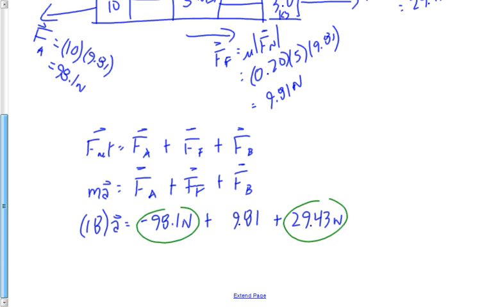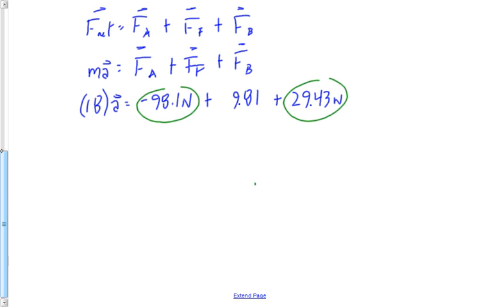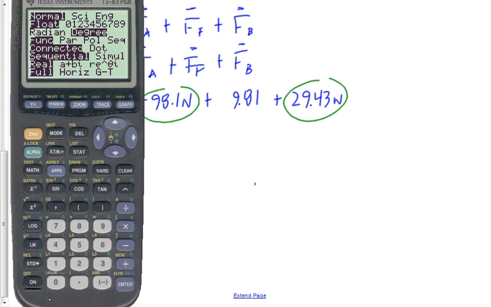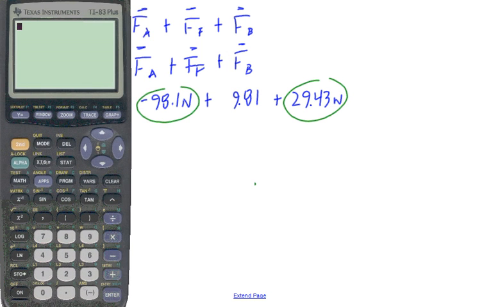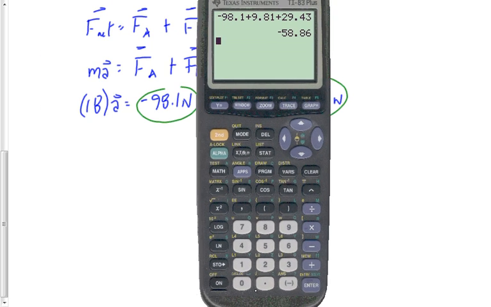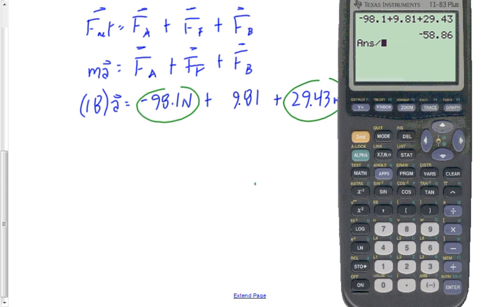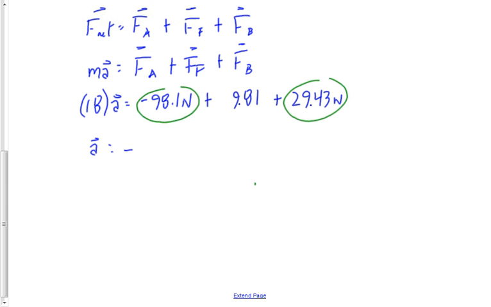All right, let's solve this here now. The right-hand side is going to be negative 98.1 plus 9.81 plus 29.43. Okay, right-hand side, negative 58.86. Let's divide that by 18. That gives me an acceleration of negative 3.27. Everybody get that? Good. And of course, that's going to be meters per second squared. Yep. Oh, good point. I never thought of that.